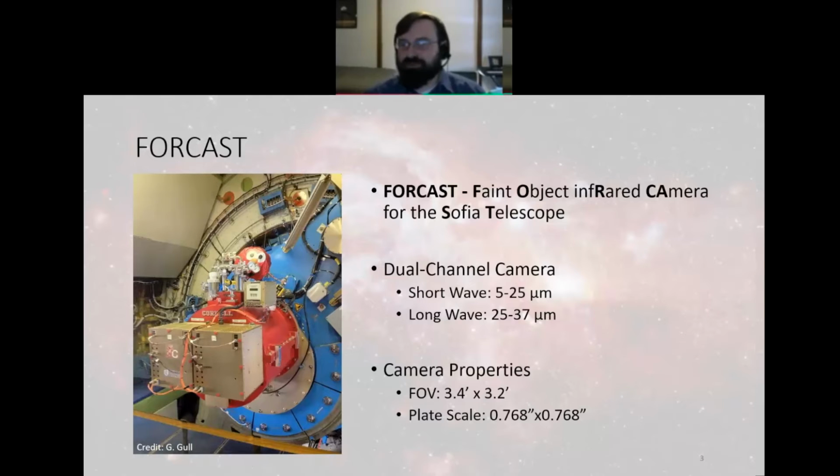When you're doing imaging observations, you can use the short and long wavelength filters together, which is really useful. The camera has a field of view of about 3.4 by 3.2 arc minutes, and the plate scale is just under an arc second for each dimension. And this is a photo of FORCAST on the plane.